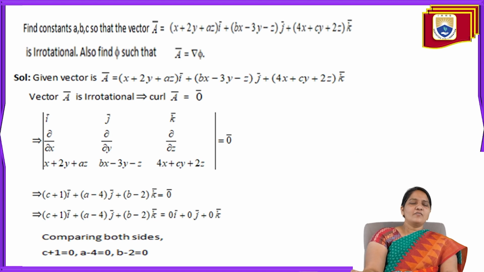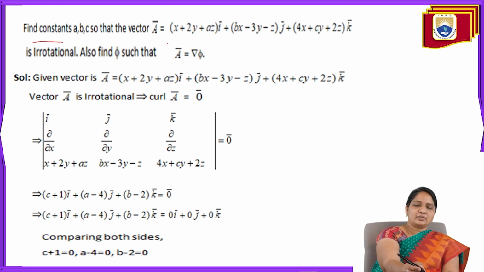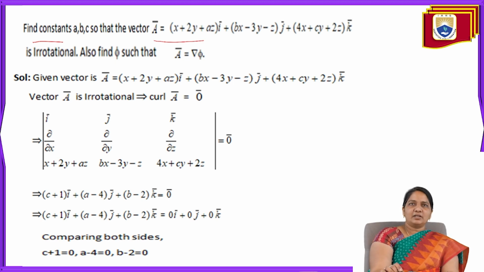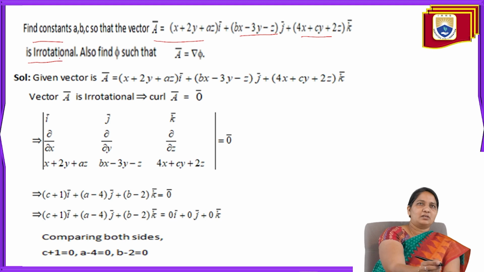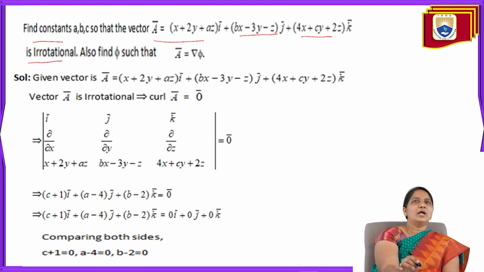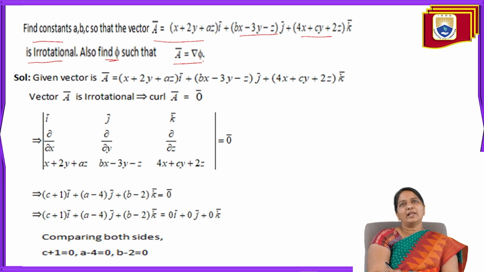Observe the question here. Find the constants a, b, c so that the given vector A bar equal to (x plus 2y plus az) i bar plus (bx minus 3y minus z) j bar plus (4x plus cy plus 2z) k bar is irrotational. What are they saying here? So that the vector A is irrotational. Also find phi such that A bar equal to del phi.